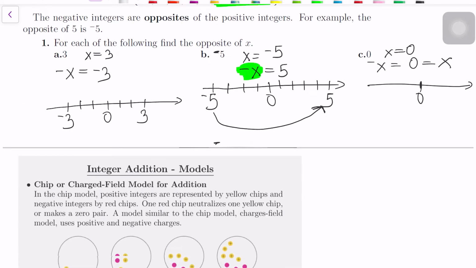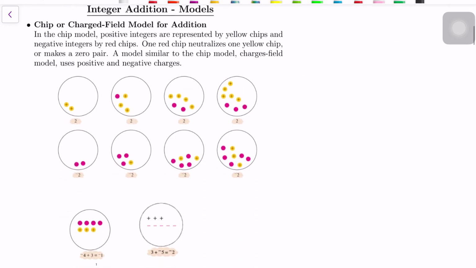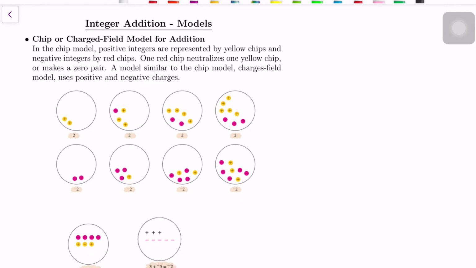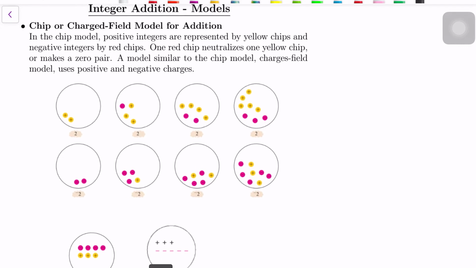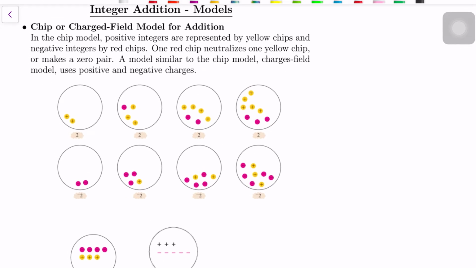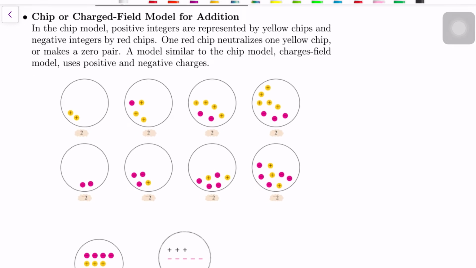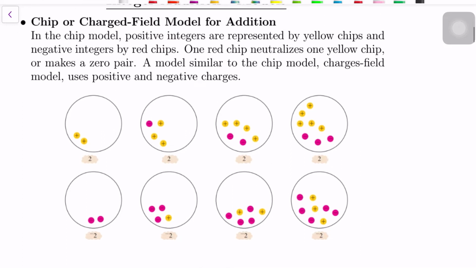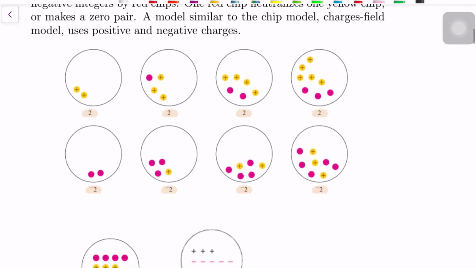Let's look at the models of addition of integers. So we're going to talk about a few models. The first one is the chip, or charged field, model for addition. And here in the chip model, we're going to use yellow chips to represent positive integers and red chips for negative. Notice that in the textbook they put pluses inside yellow chips just to remind us those chips stand for positive numbers, positive integers, and red for negative.